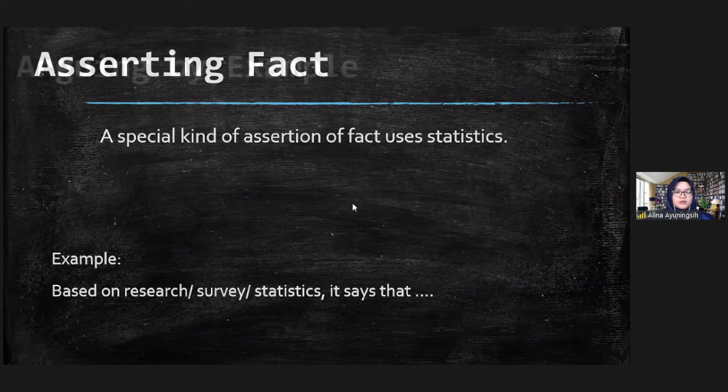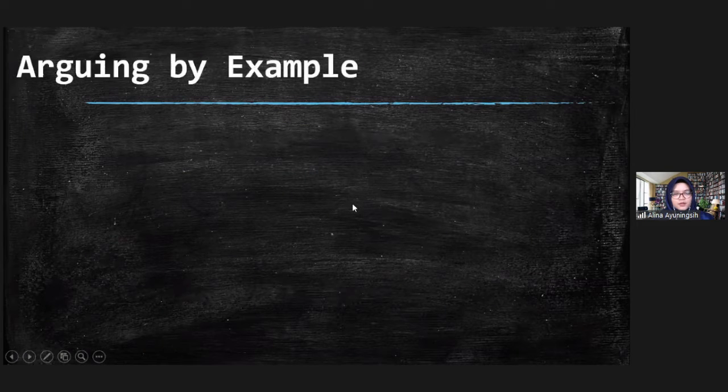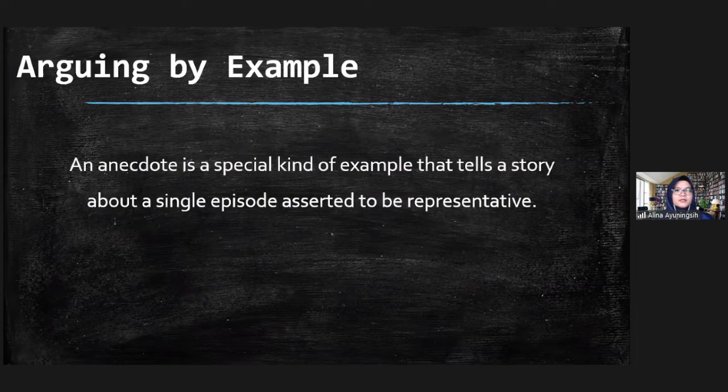Now let's talk about arguing by example. As you can guess, in arguing by example we can use an anecdote. It's like you are telling a story about a single episode of something that you think can be representative of your thesis statement, of your opinion.